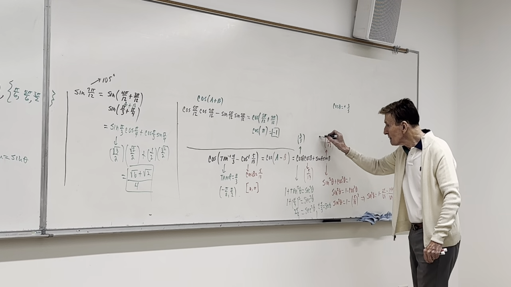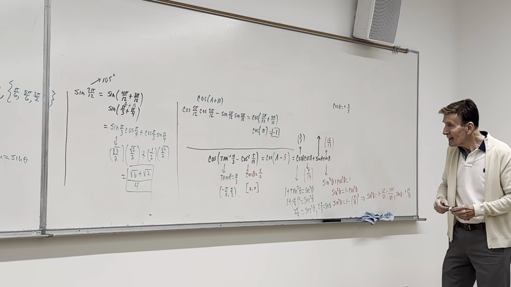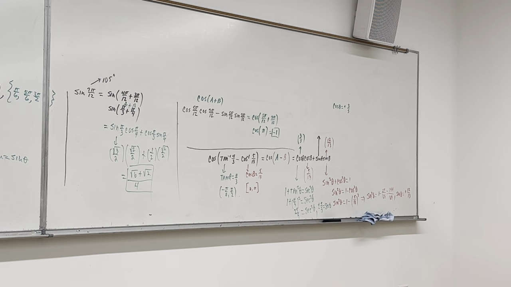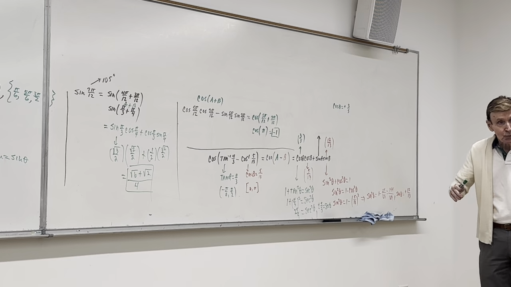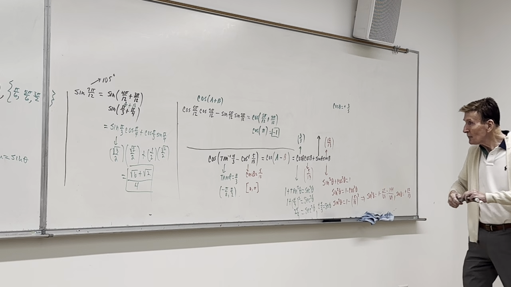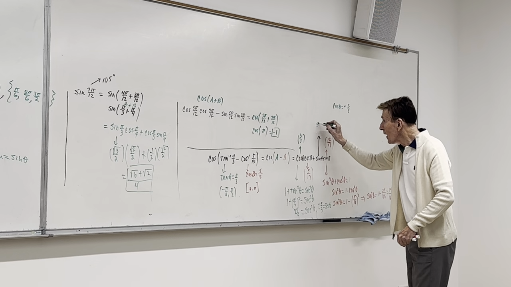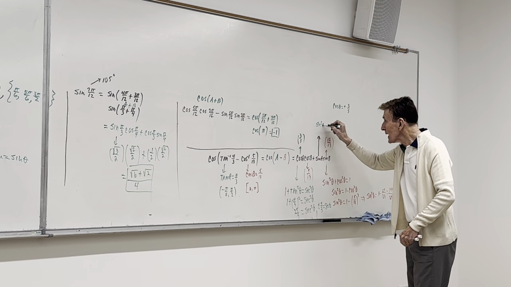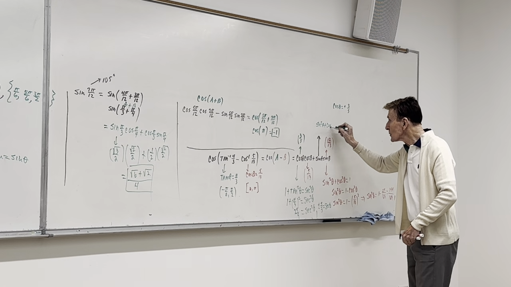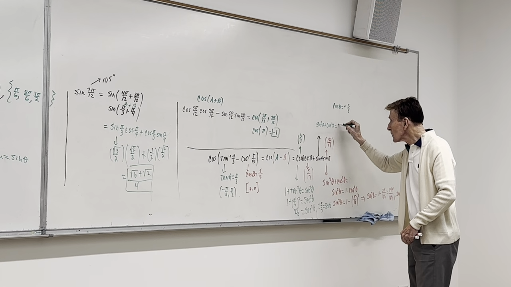Does anyone have an idea how to find that one? Sin squared theta plus cos squared theta equals 1. Hang on now. Sine squared A plus cosine squared A is equal to 1.